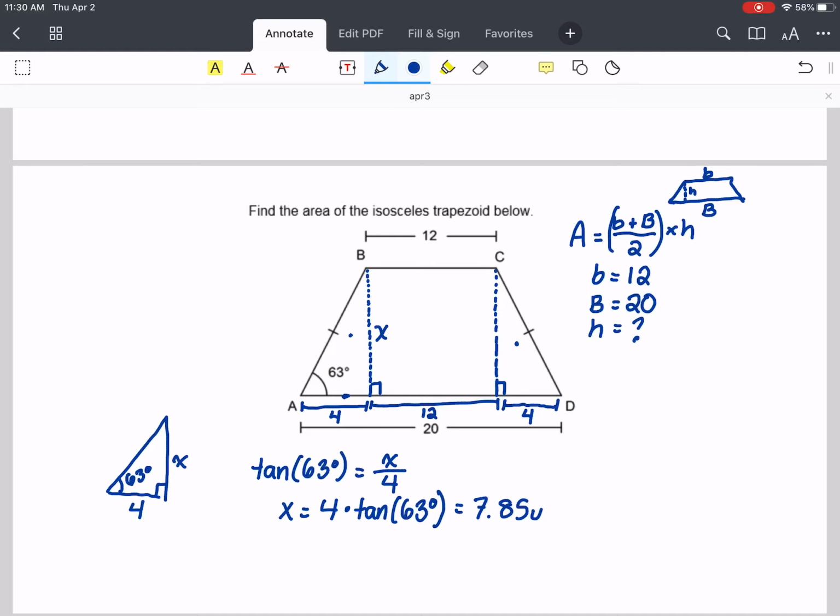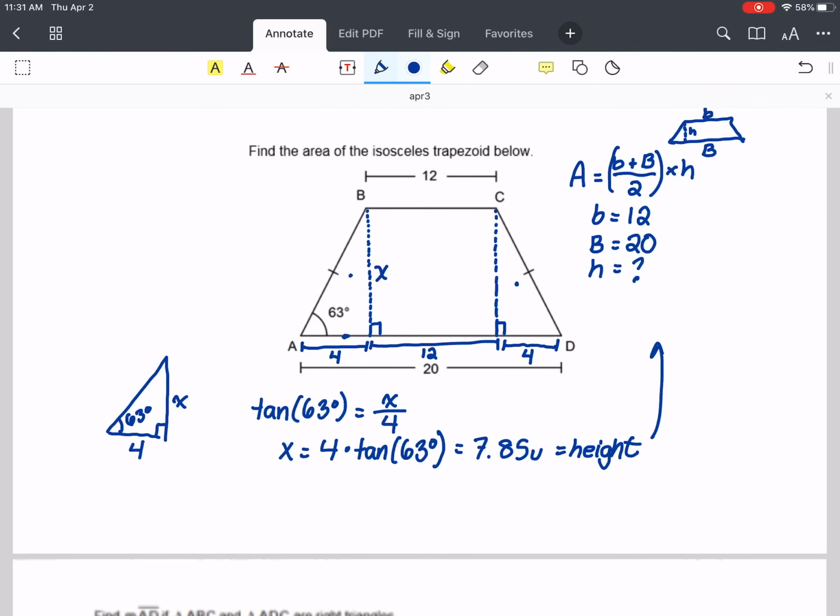So now if we go back, that's equal to the height also. So if we go back up here, I can find my area is going to be my small b, so 12, plus my big B, 20, over 2, times h, which I now know is 7.85. I plug that in my calculator and we'll round it a bit. It's about 126 units squared.